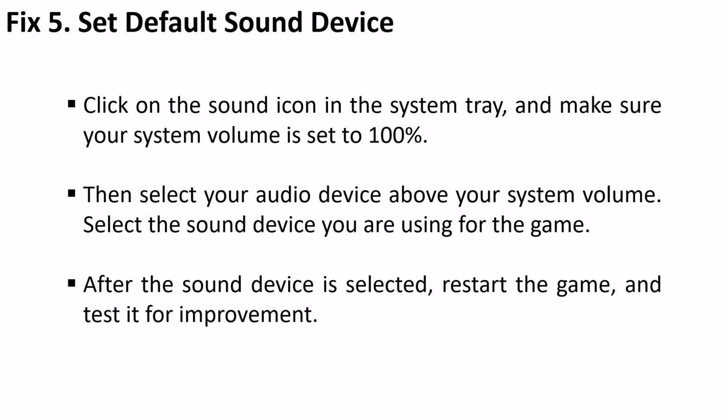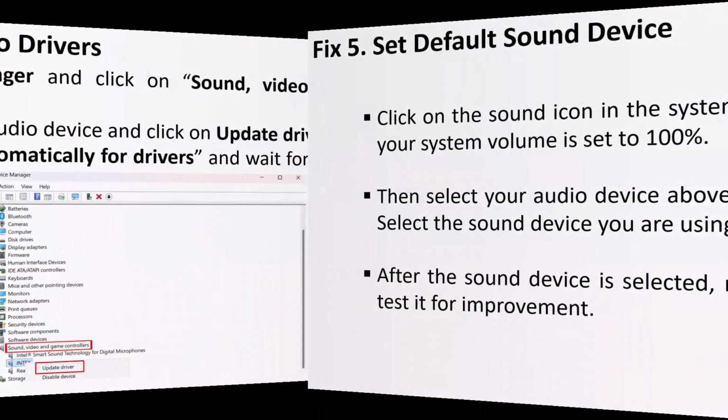Fifth solution is to set default sound device. Click on the sound icon in the system tray and make sure your system volume is set to 100%. Then select your audio device above your system volume. Select the sound device you are using for the game. After the sound device is selected, restart the game and test it for any improvement.